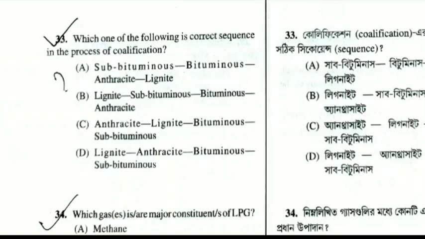Question number 33 is: which one of the following is a correct sequence in the process of coalification? Coalification means the process of formation of coal, the gradual process due to heat and pressure. Gradually the different types of coal are formed, and you have to say which is the correct sequence. So here the correct option will be option number B. Yes. Initially lignite is formed, then due to more pressure and temperature, the subbituminous coal is formed, then bituminous, and finally the anthracite, that is the purest form of coal, is formed. Let's move to the next question.